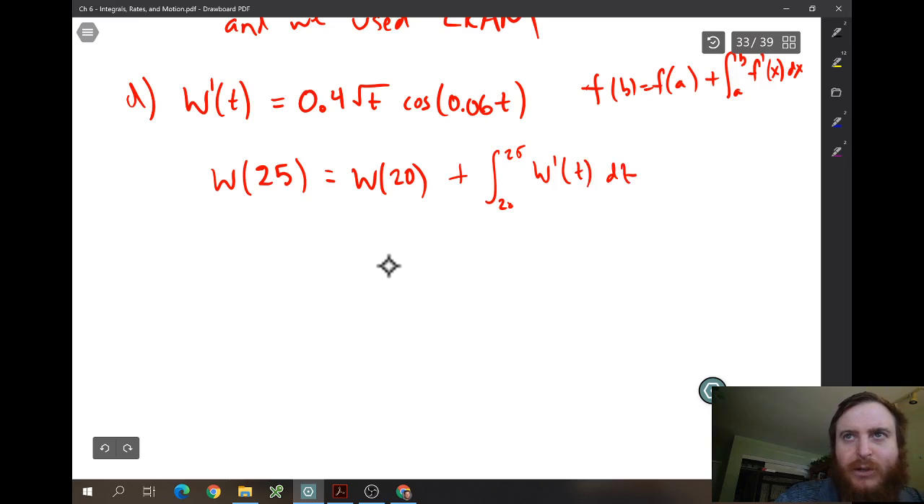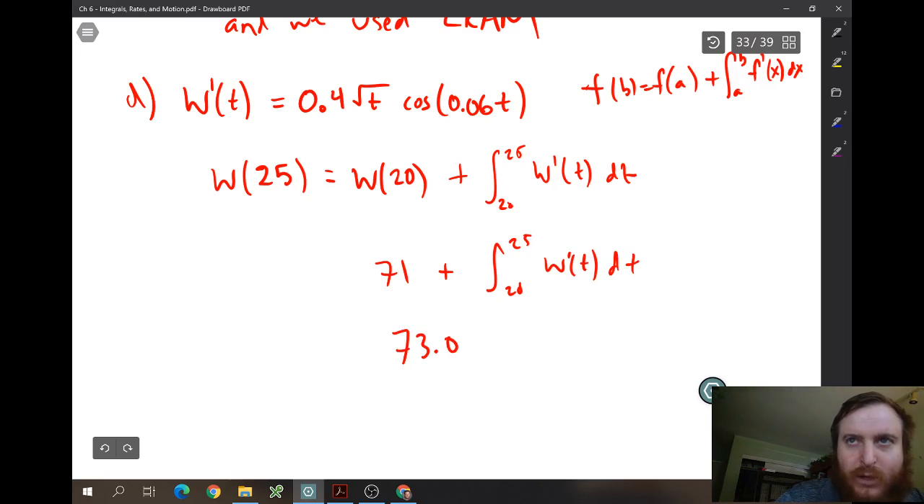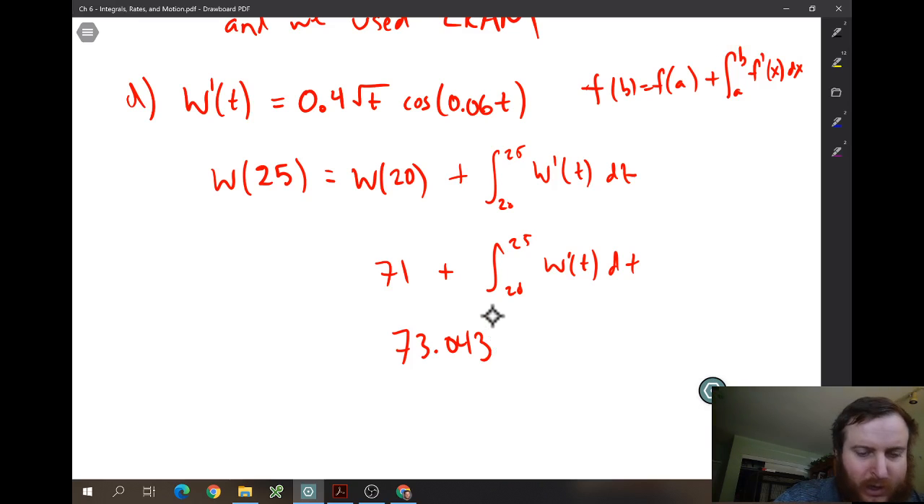So you're just going to type this into your calculator. You're going to type in 71 plus the integral from 20 to 25 of that formula. I'm not going to show that. We've done it so many times on our calculator. And you should end up with about 73.043. And our units would stay as degrees Fahrenheit because this is a W.